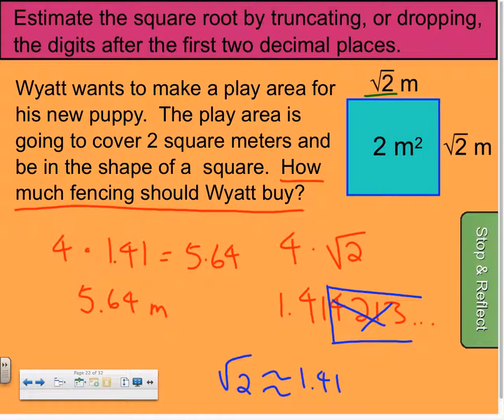Now remember, this answer involved estimations, and I really want to make sure that I don't have too little fencing. So I'm going to be better safe than sorry, and I'm going to bump that up to 6 meters. I'm going to say I need 6 meters of fencing, because if I get 6 meters, I know I'll have extra, but I'll definitely be sure that I have enough.